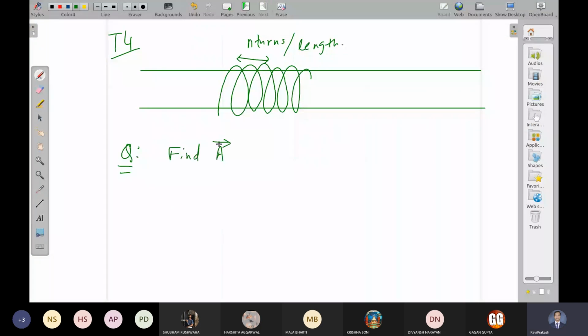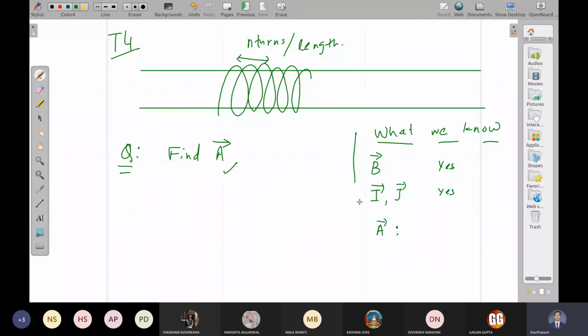How will you solve this? What do we know about this problem? Do we know the magnetic field for the solenoid? Yes. So we know the magnetic field. We also know the current and current density, right? And we need vector A. What is the connection of vector A with, let us say, vector B?